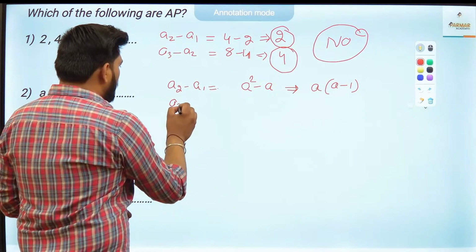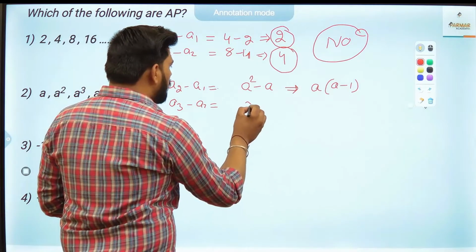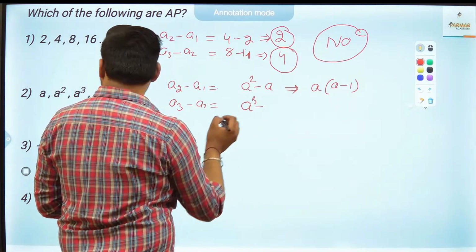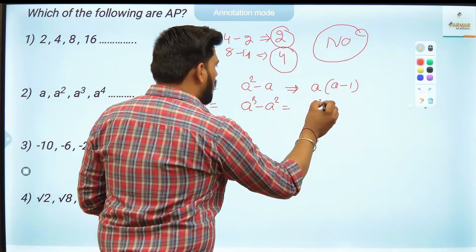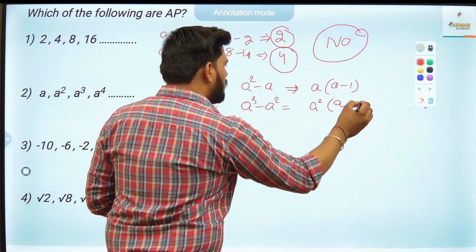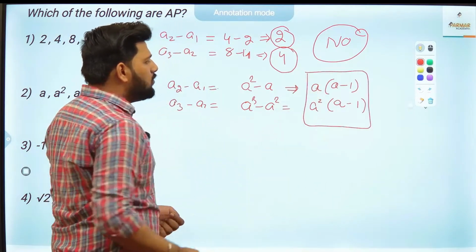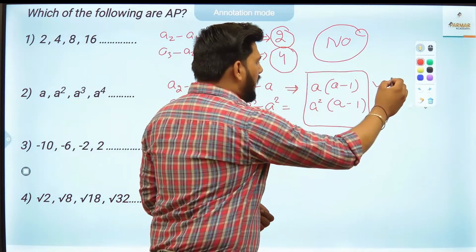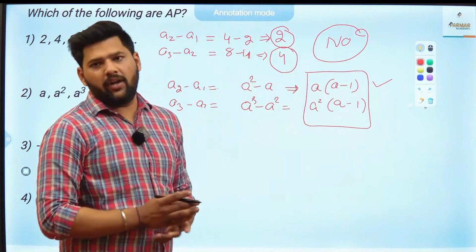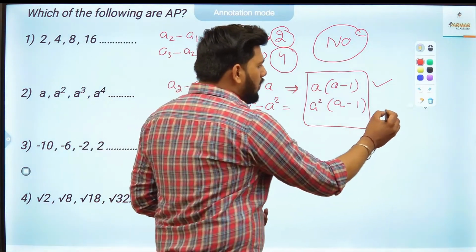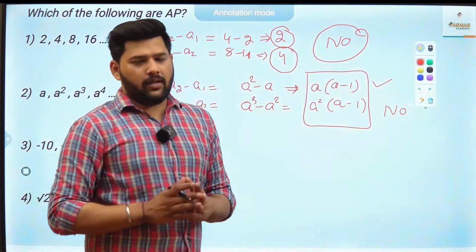Now third term minus second term is equal to A cube minus A square. Now taking A square common, that is A square into A minus 1. Again look here, the differences between the terms are not the same. The first is A into A minus 1 and the second difference is A square into A minus 1. They are not the same, so this is also not an AP sequence.